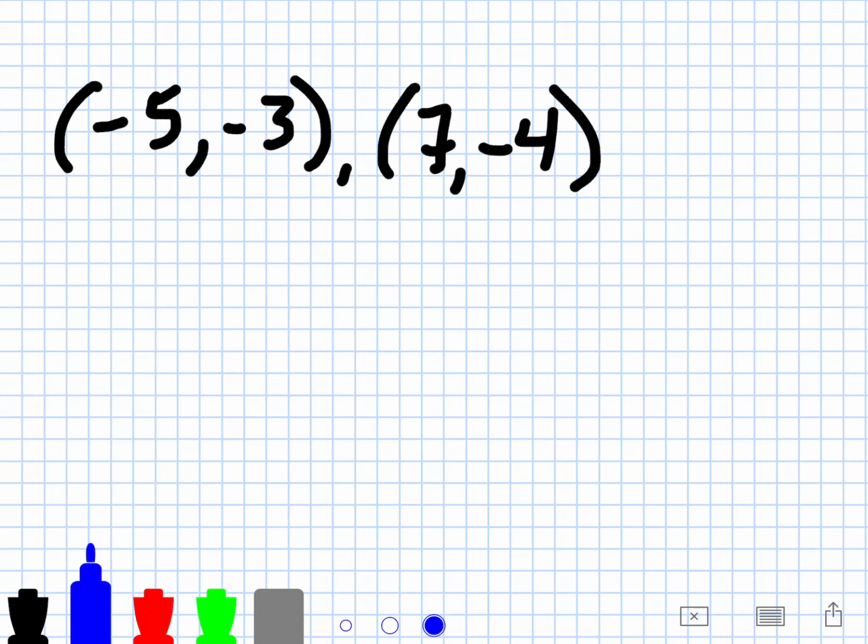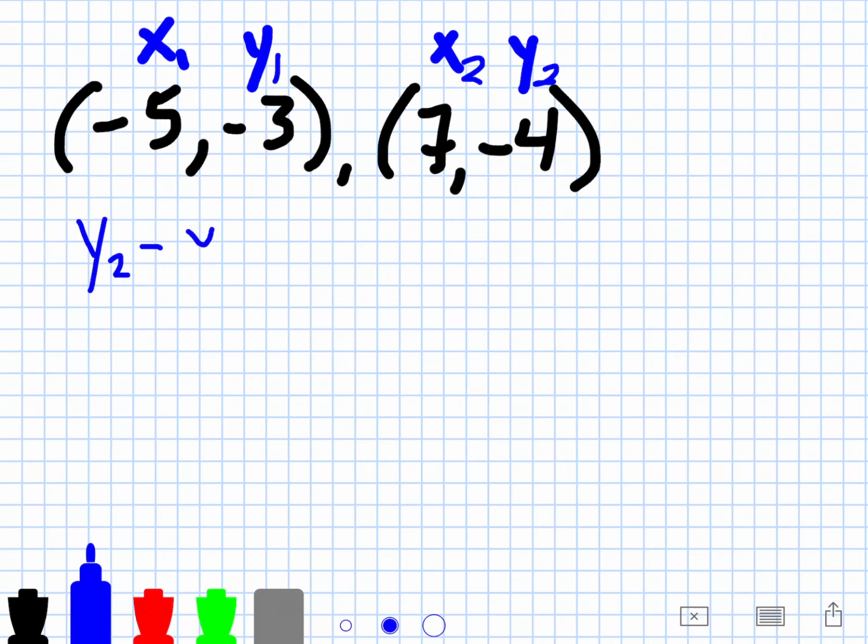First thing that I'm going to do, always, always, always, if you're labeling your points, always label them. So this is an x part, this is a y part, this is an x part, this is a y part. Well, okay, but I have two x's. How can I differentiate between the two if I'm just using letters? I can say, okay, well, this is my first x. This is my first y. This is my second x. This is my second y. And that's where the y2, y1, x2, x1 comes from. I'm differentiating between the letters. So my formula is y2 minus y1 over x2 minus x1.